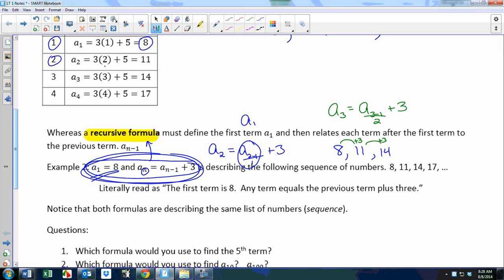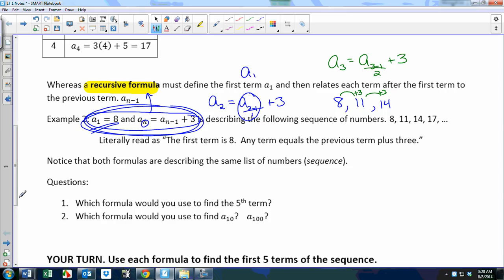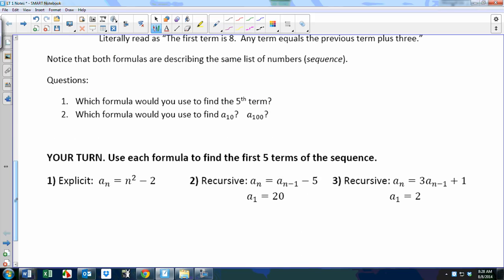So either one's fine. But what about question 2? Finding a sub 10 or a sub 100. What eventually are you going to lean more to if that's a large term? The explicit, right? Okay, so you get it. All right, find the first 5 terms of those 3. And I'll pause the videos at home. When I have you try stuff in class, I just pause the video and then start it back up and talk about them. So if you want to try it at home, pause the video with us.